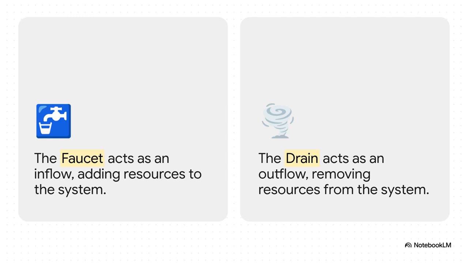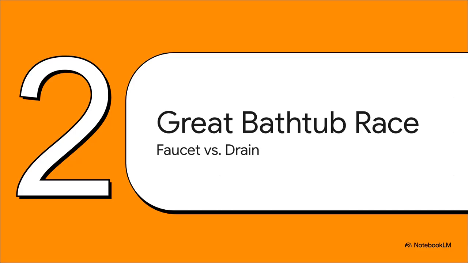On one side, you've got the faucet. That acts as our inflow, actively adding resources to the system. Competing directly against it is the drain, our outflow, which actively removes those resources. To really understand a system, we have to recognize that these two dynamic forces are operating simultaneously. They are what dictate the final state of our stock. Let's see this in action with a little interactive challenge.